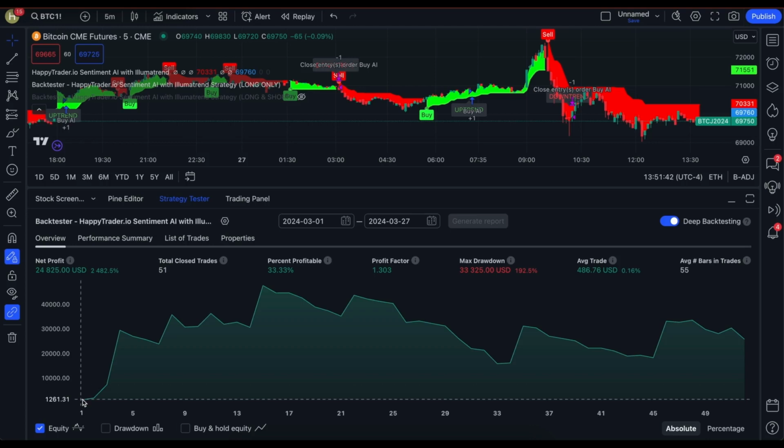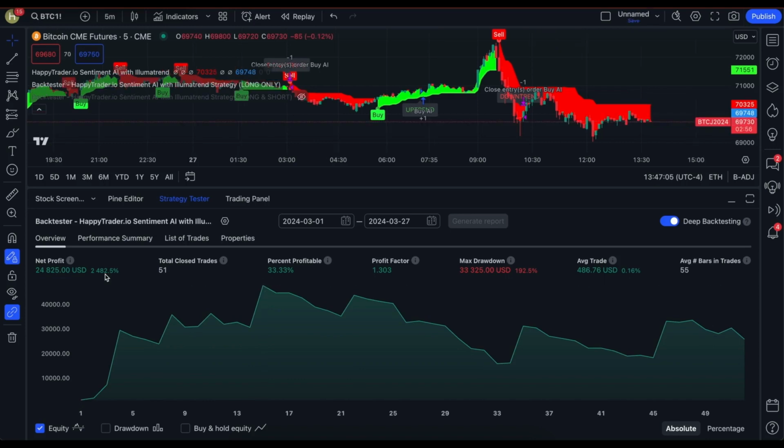You could throw $1,000 in here, never go below water, and you could turn that all the way into 48K at the very top. So 2,482%. And this is on a $1,000 account.